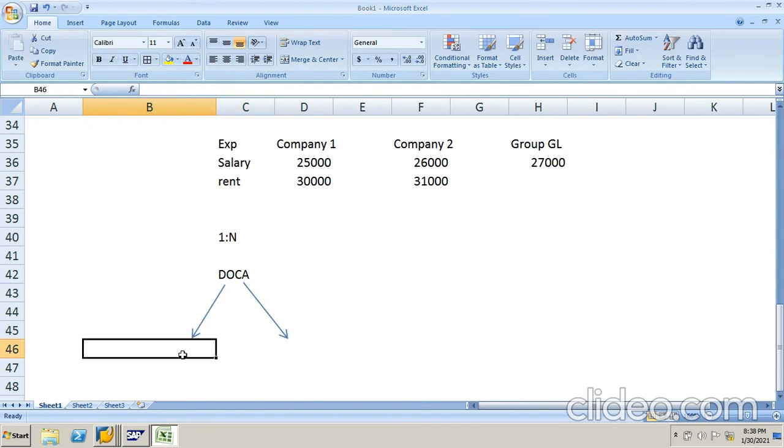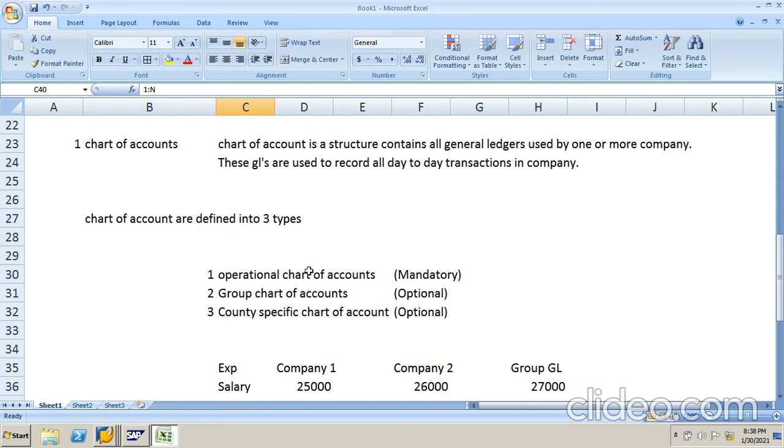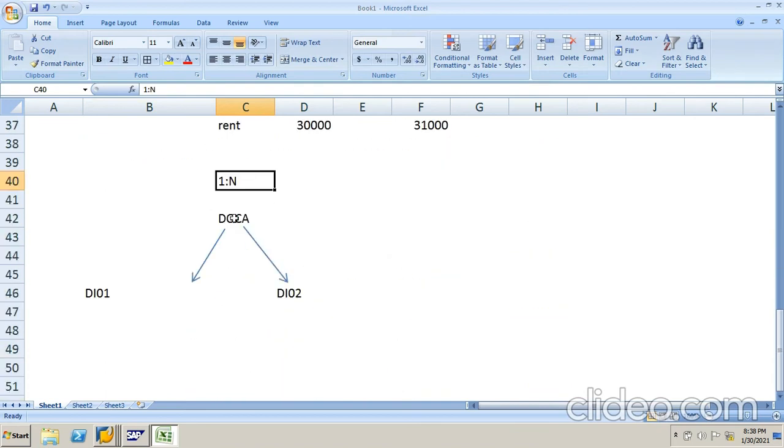So I'm using the same chart of account for DI01 and DI02. Suppose if you have more companies, we can use the same chart of account for the different company. So 1:n methodology means one operational chart of accounts you can assign to multiple companies. So this is called 1:n methodology.